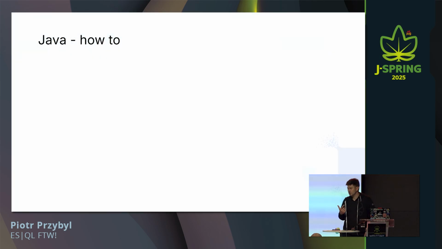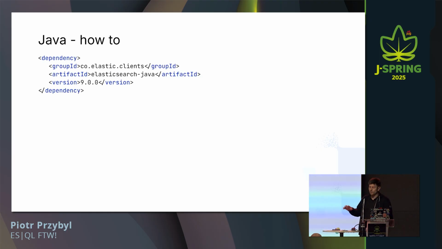Okay, how to do that in Java? First of all, add the dependency, and I really suggest going for the latest version, which is 9.0, also because this client has a very nice way of constructing it, right? Instead of using, I don't know, 10, 15 lines, you can do just 2 or 3, just toss your URL and API key.